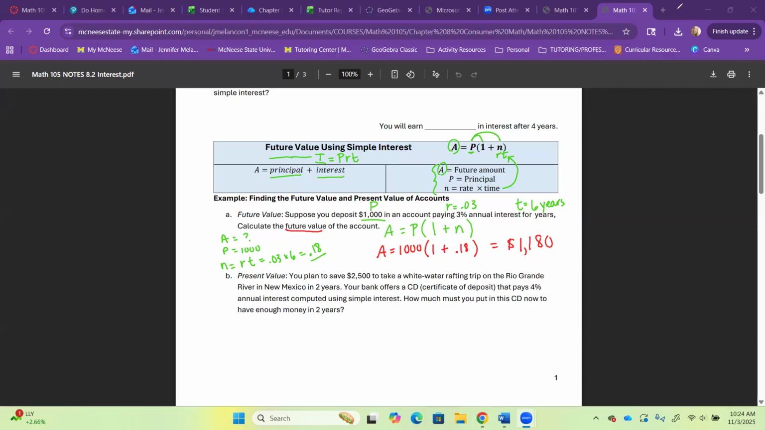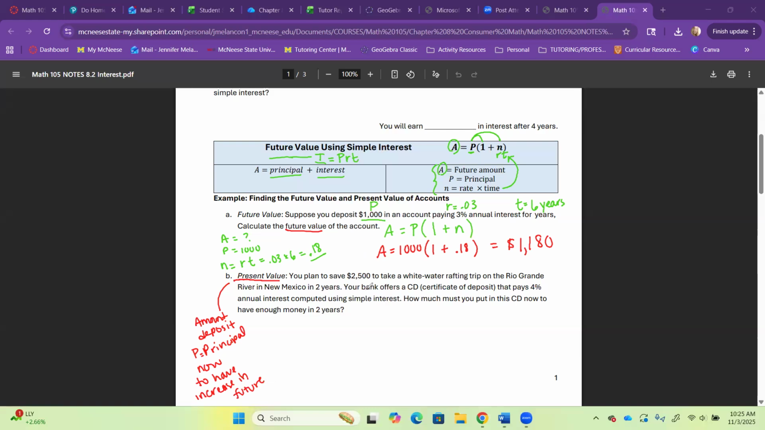Now let's go ahead and look at present value. So you plan to save, present value. That means it's still P. Present value is the amount we deposit. So it's basically like calling principal the amount that we would deposit right now to have an increase in the future. So we're just going to have to use a little bit of algebra to solve for that.